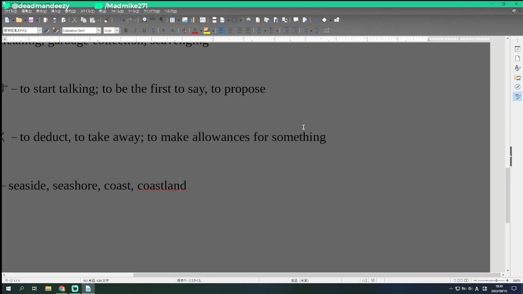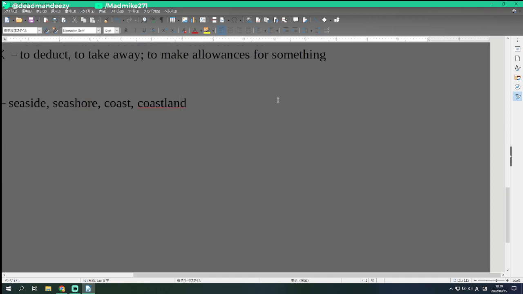Next we have to start talking or to be the first to say with idasu, which is either to say something for the first time and propose it, or idasu as in to start talking. To deduct or take away from something is sashi hiku. Sashi on the left side for to point it out or distinct, to show it as something that needs to be allowed for, and then hiku on the right side to actually take the allowance or to deduct and take it away.